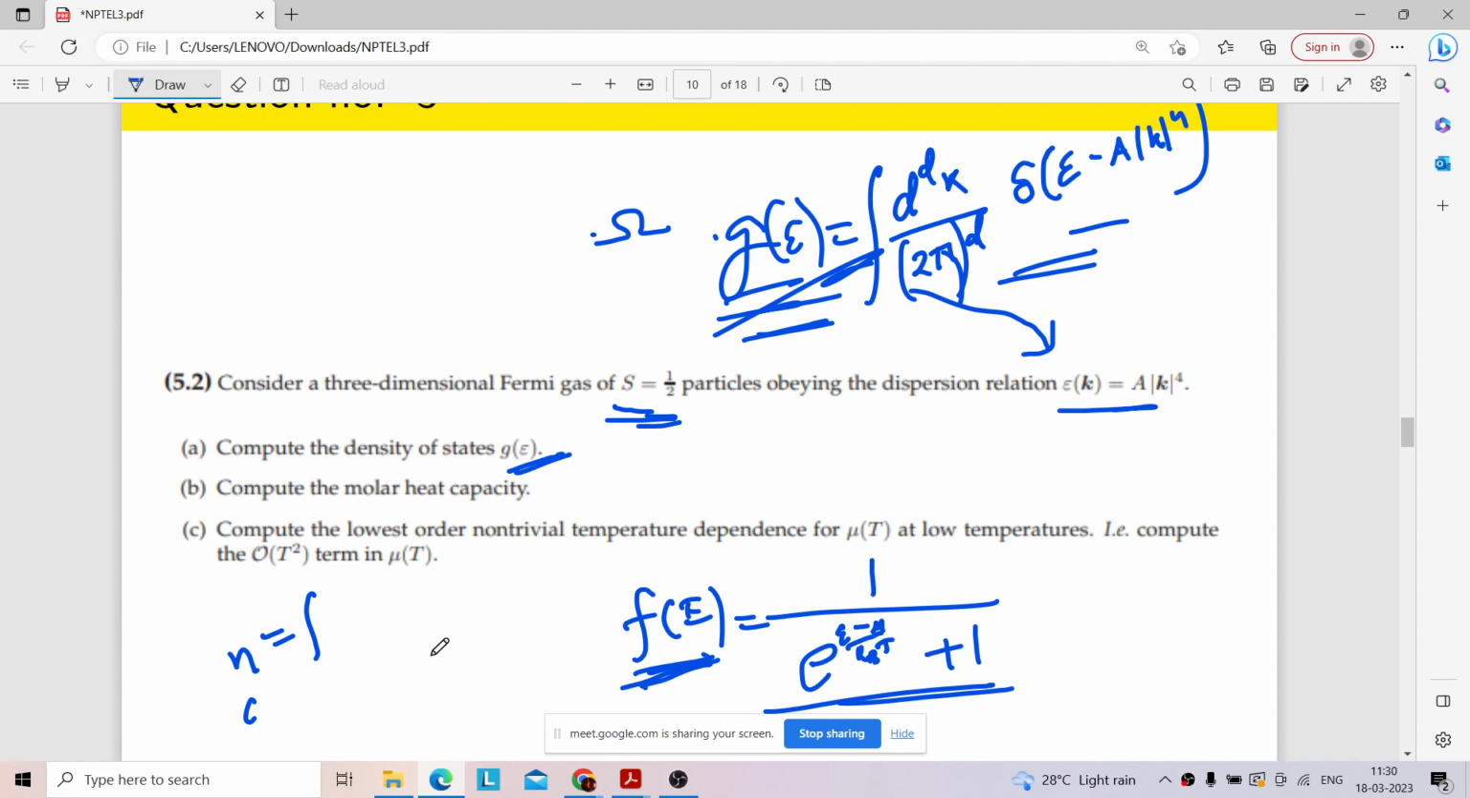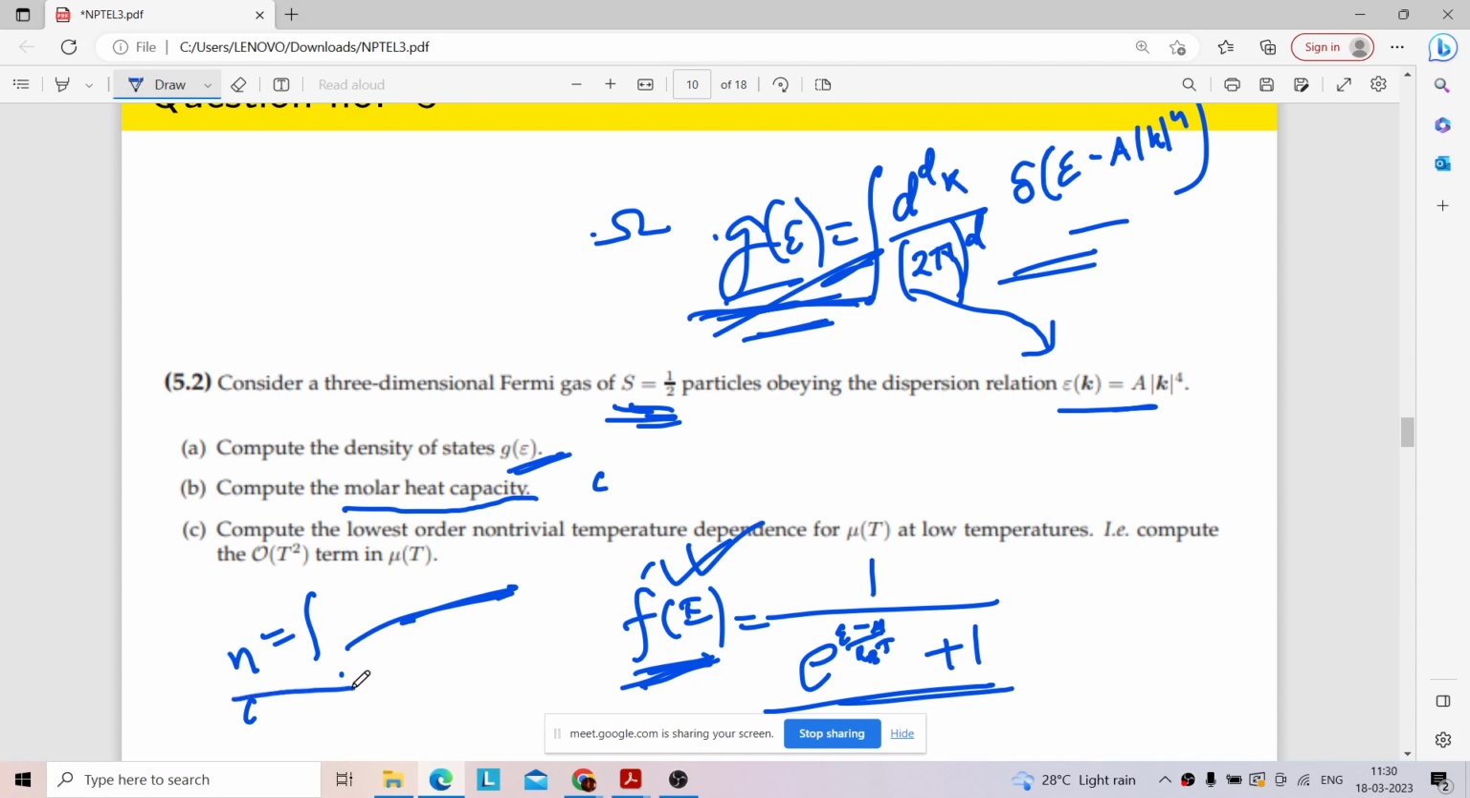Do you have any doubt? In this B question, you are asked to calculate the heat capacity. You know the formula I told you a few minutes back. Then you can apply that formula and calculate. So the steps are: you have to calculate the density function, and from the spin you can guess the distribution, and you put those formulas in the integration, and you calculate the number of particles or heat capacity like this.